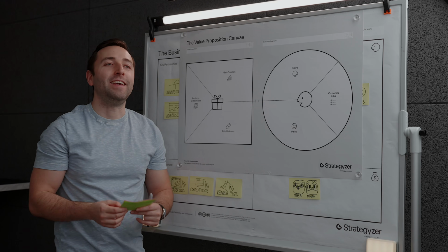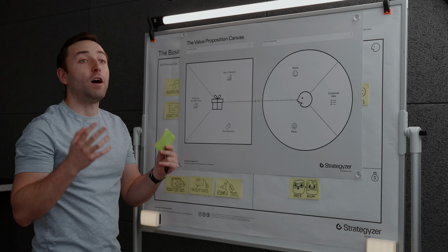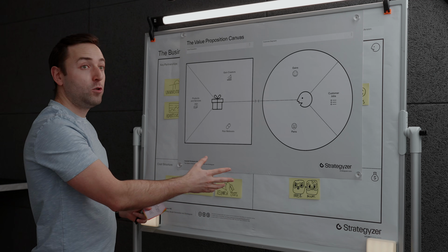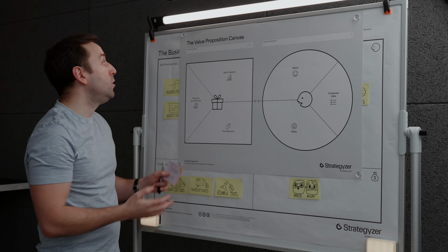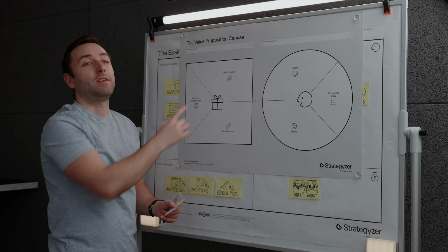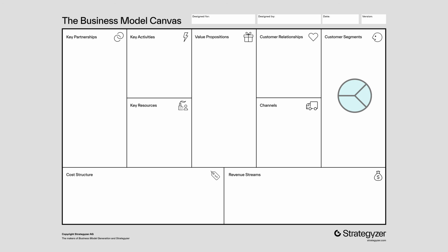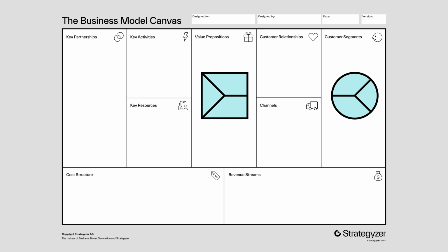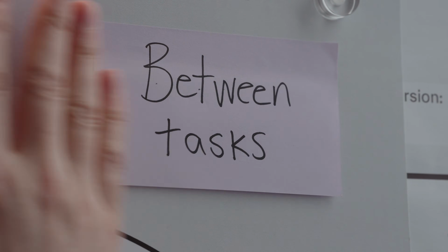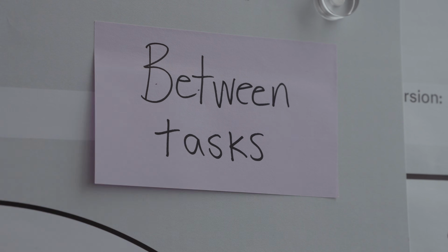In the same way that we used the Sankey diagram to dive more deeply into the revenue streams and the cost structure, we can use the value proposition canvas to dive more deeply into the customer segments and value proposition building blocks. Duolingo serves a lot of different customers, but I want to focus on a very specific customer in a specific context, and that's when you're between tasks. You finish something, you're not quite ready to move on to the next thing, you're between tasks.